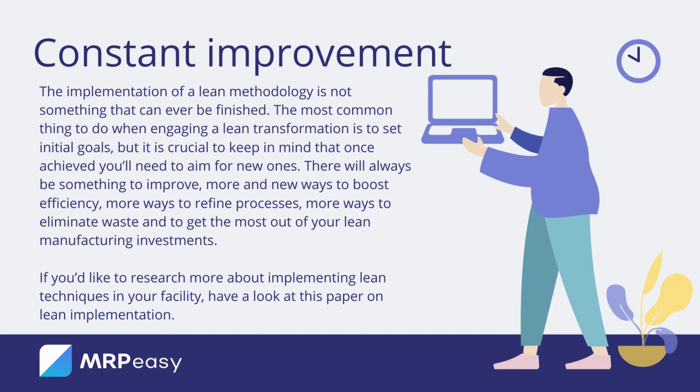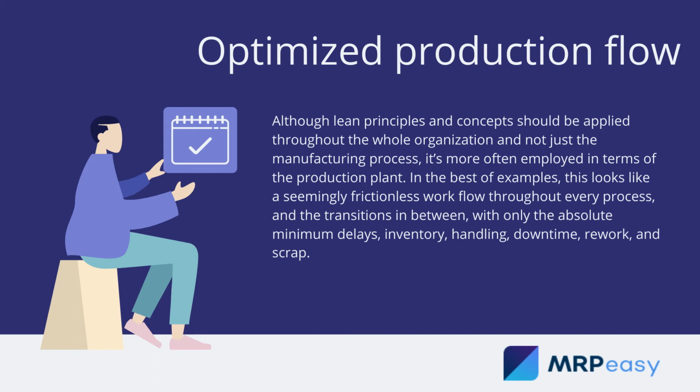If you'd like to research more about implementing lean techniques in your facility, have a look at this paper on lean implementation. Although lean principles and concepts should be applied throughout the whole organization and not just the manufacturing process, it's more often employed in terms of the production plant. In the best of examples, this looks like a seemingly frictionless workflow throughout every process and the transitions in between, with only the absolute minimum delays, inventory, handling, downtime, rework, and scrap.